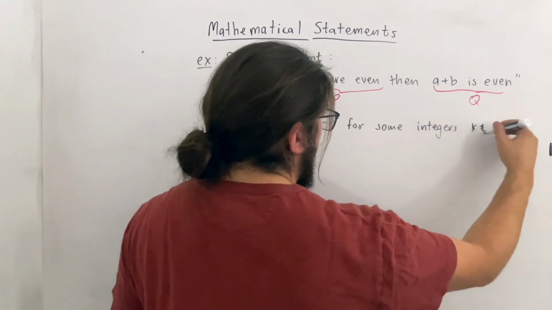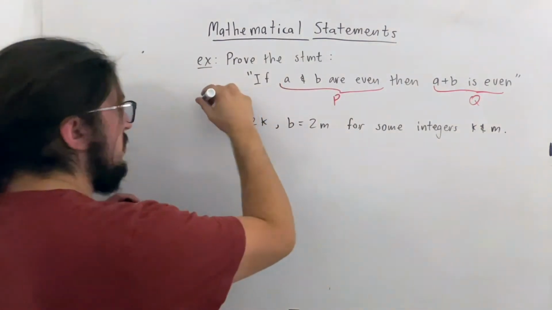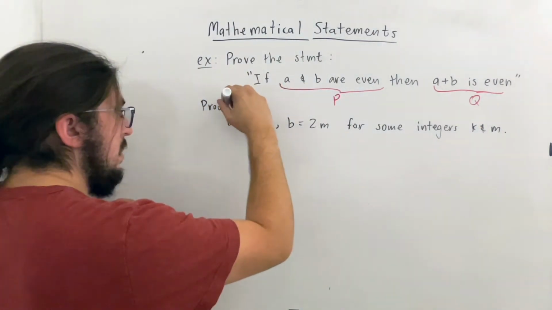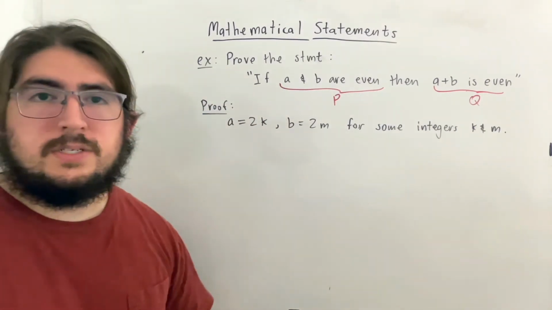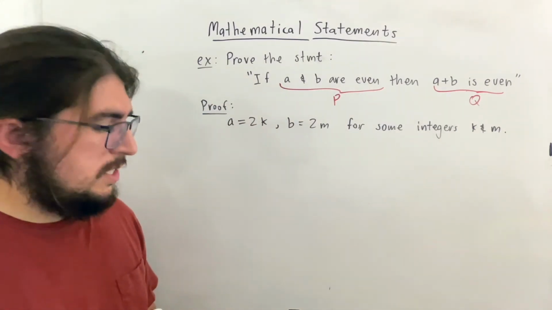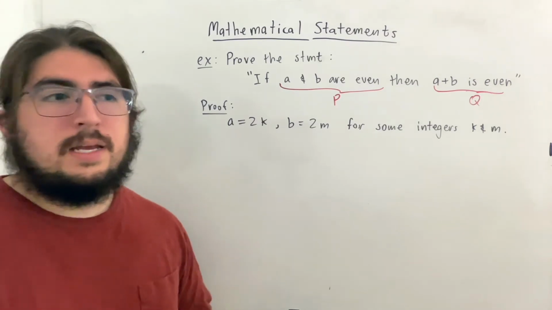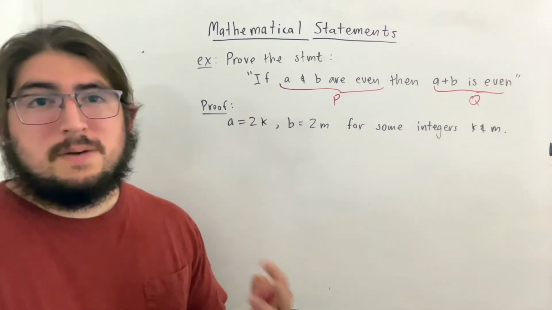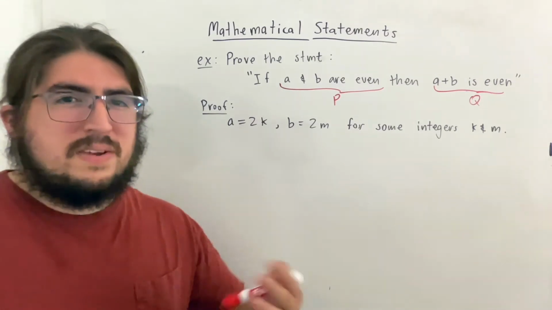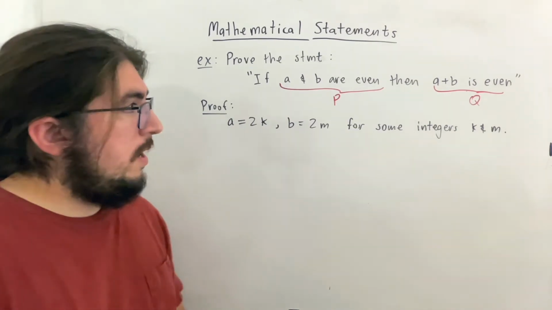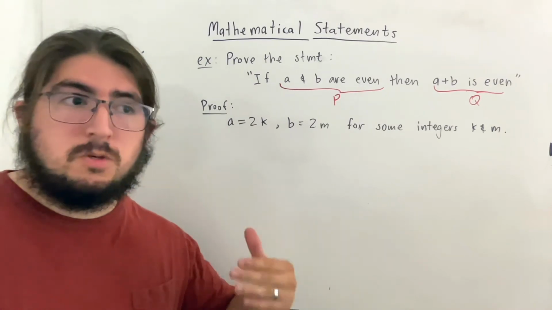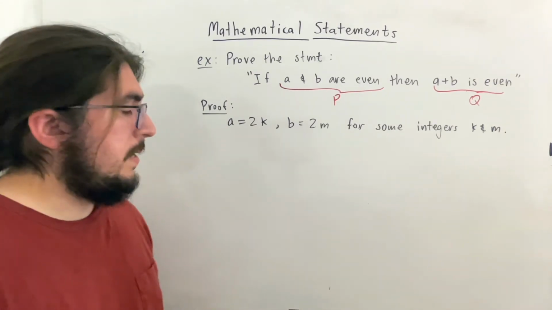Probably should mention this is a proof, so I should write that somewhere. Also, what's not mentioned here is that A and B are integers. The reason integers are important in this case is because if it was just some random real number, then you don't have even or oddness. It doesn't make sense. Like 2.1 is neither even nor odd. Even or odd only applies to integers. 1, 2, 3, solid whole numbers basically.